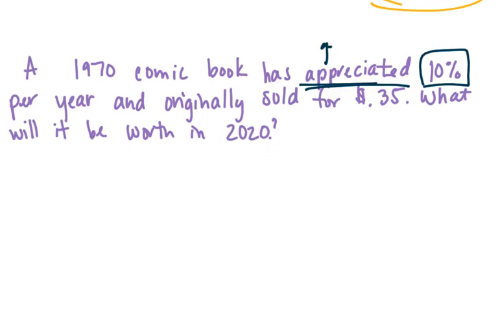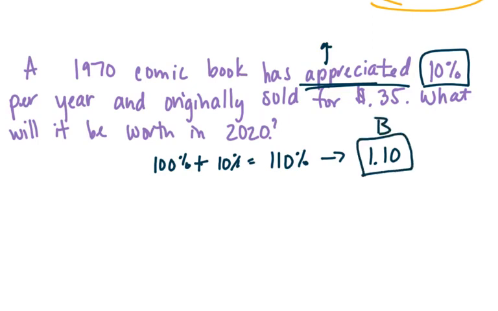change it into one. So the thing we have to think about is we have the 35 cents, the original amount, right, plus an additional 10%, and that happens every single year. So we have the 100% from the beginning, plus we have the 10% now, and that equals 110%, which as a decimal is 1.10. So this is B. And the original amount is 35 cents. So our equation is going to be 0.35 times 1.10 to the power of x.